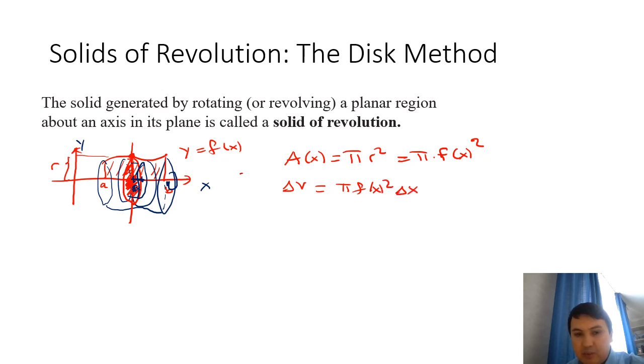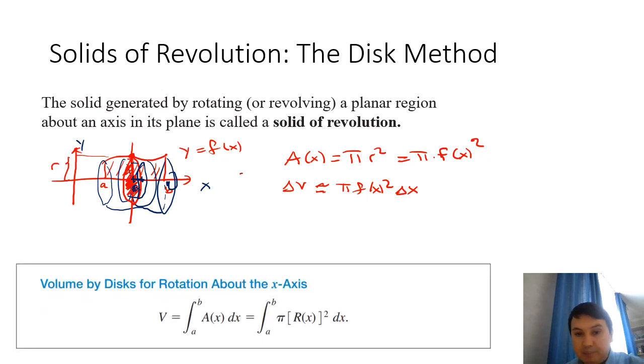This is roughly the volume of this cylinder. Then the volume can be obtained simply by the integral, so V is equal to the integral from a to b of pi r of x squared dx. So what is this r? This r is exactly what I take as my function f. So that's the radius.